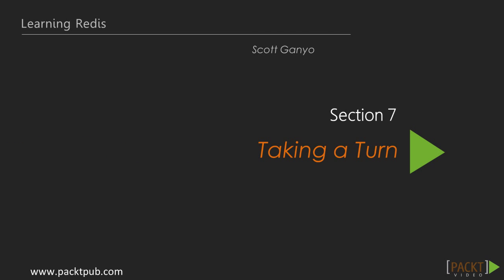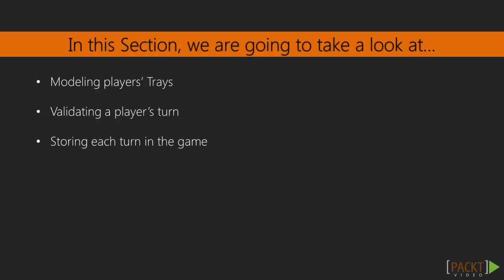Section 7, Taking Turns. Now that we have a game structure, we need to focus on how the game is played. In this section, we'll start by modeling the player's trays. That is, the player's hand where they hold the letters that they can use. Next, we'll look at validating the player's turn, ensuring that it meets our rules. And finally, we'll store the player's turns as part of the game.